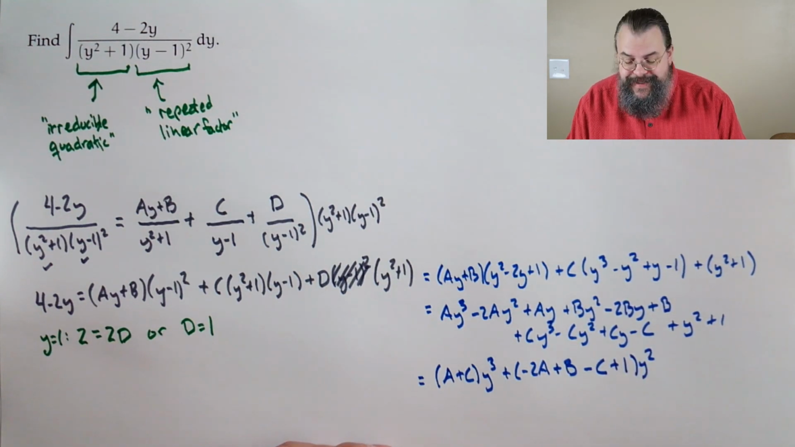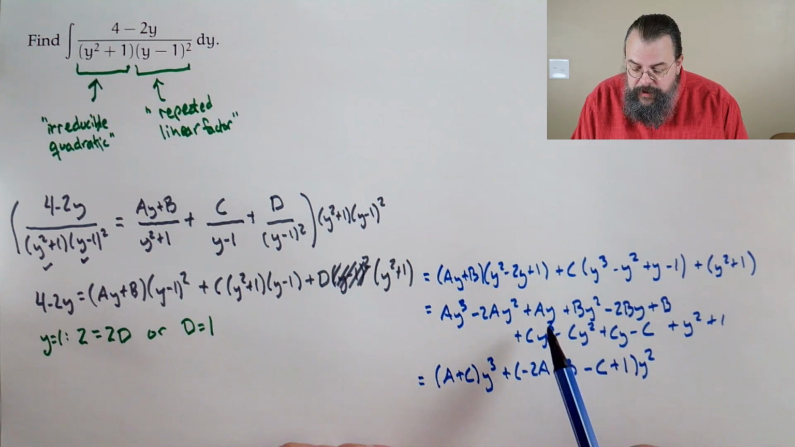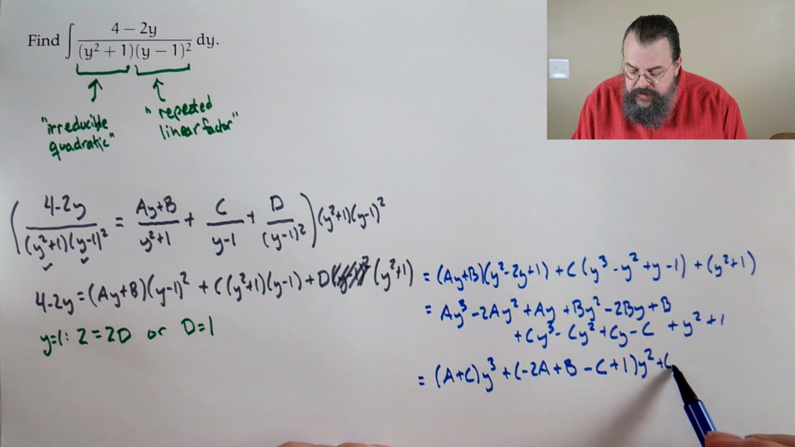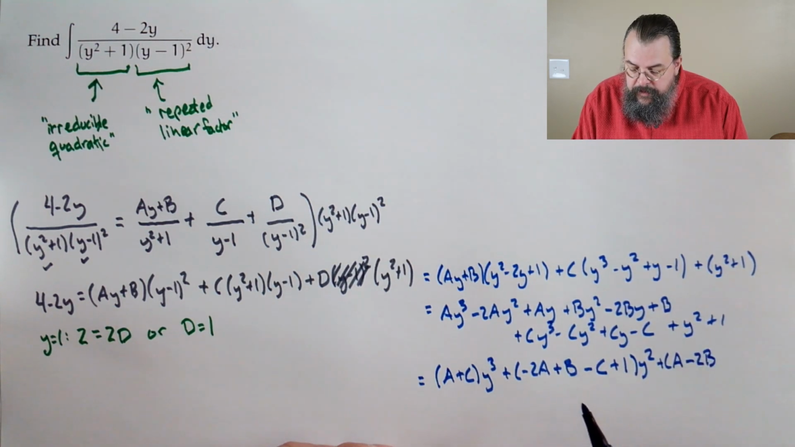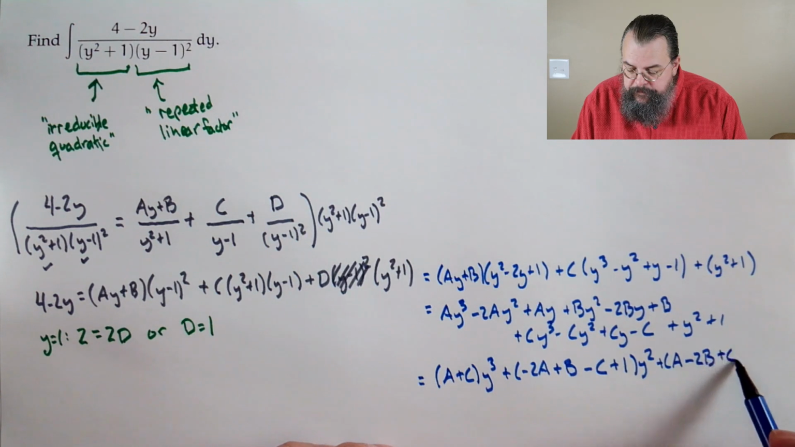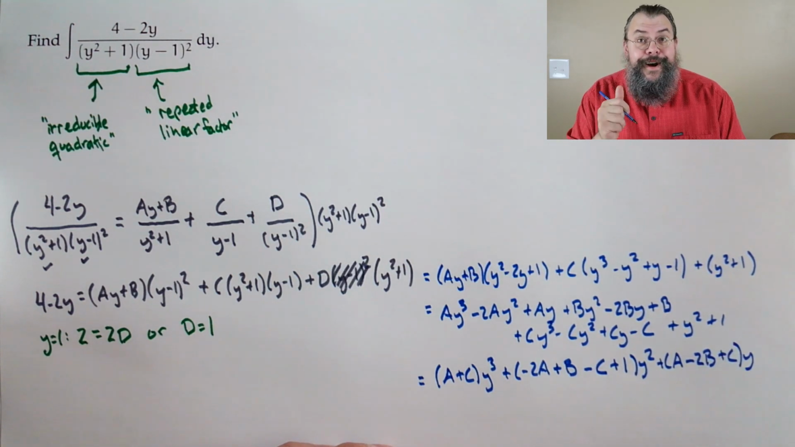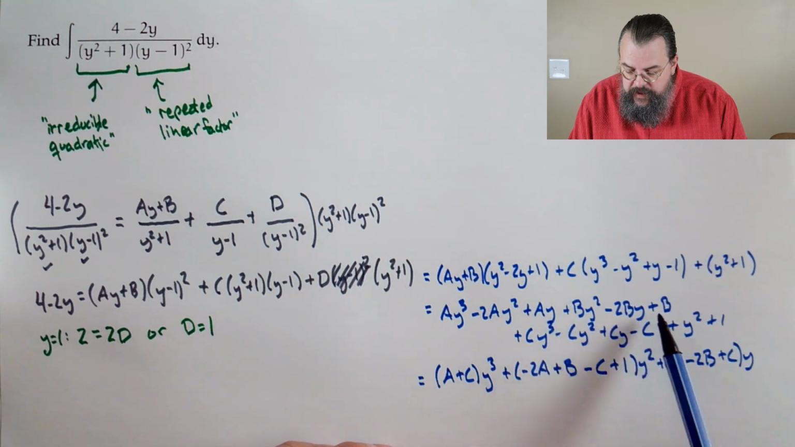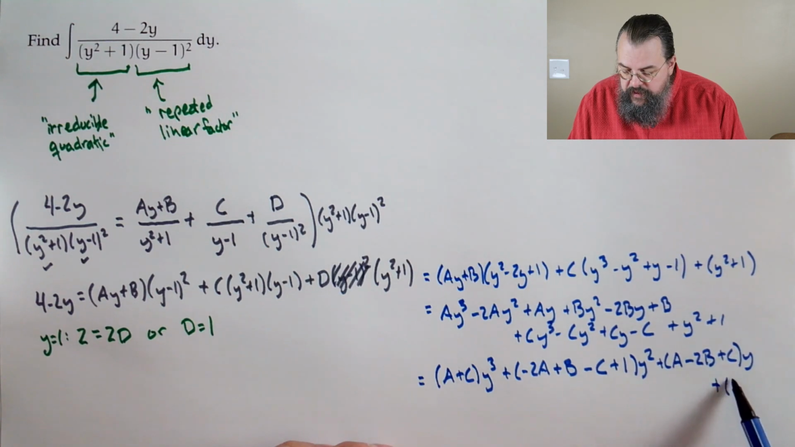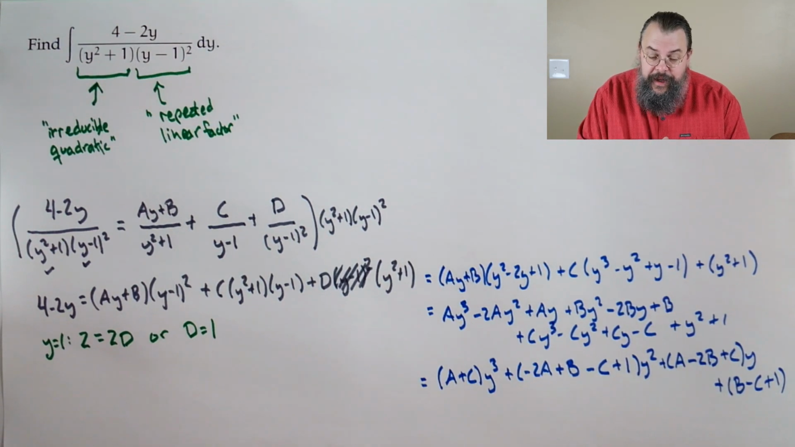Okay, how about the y's? Well, we have an a. And what else do we have? We have a minus 2b. And we have a plus c. And our constants. Okay, what do we have? Well, everything there has a y until, oh, there's a b, and a minus c, and a plus 1. So plus b minus c plus 1. Good.